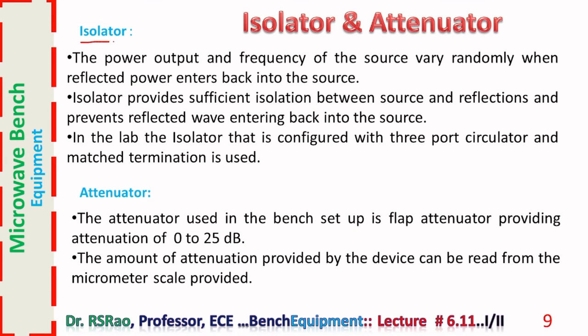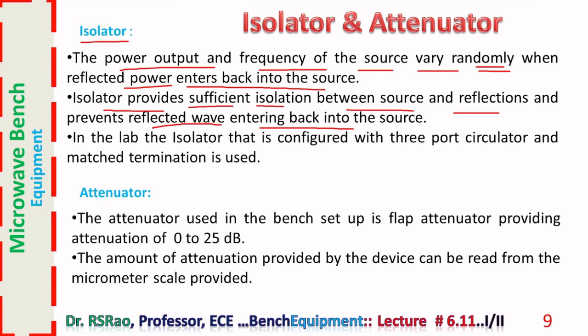After the source, there exists an isolator. The power output and frequency of the source vary randomly when the reflected power wave enters back into the source. The isolator provides sufficient isolation between the source and reflections, preventing the reflected wave from entering back into the source. In the lab, an isolator configured with a 3-port circulator and matched termination is usually used.